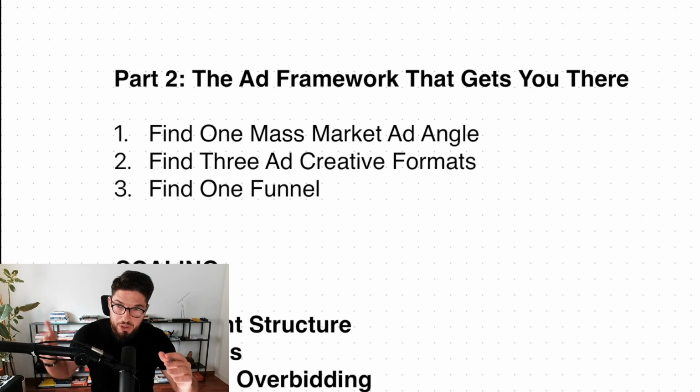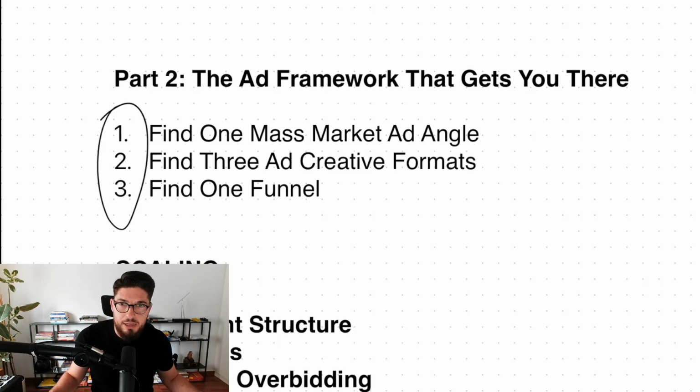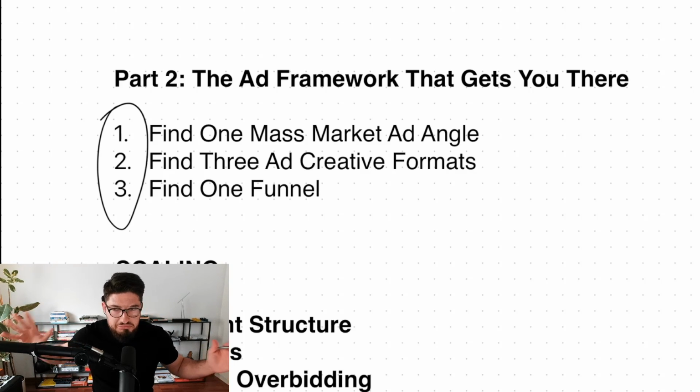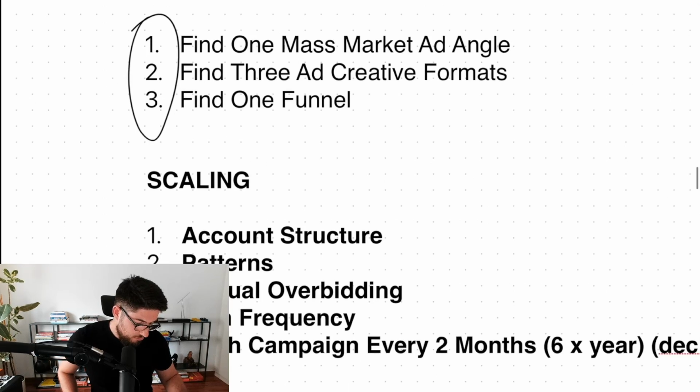So point number 1, you want to find one mass market ad angle. 2, you want to find 3 ad creative formats. And 3, you want to find one funnel. When you have this, things become scalable. And to be very honest with you, you really can spend 500 a day with this. You don't need more than this. 500 a day, unless you tell me I'm in a country where I only have 1 million people living there. So then we talk about this other thing.